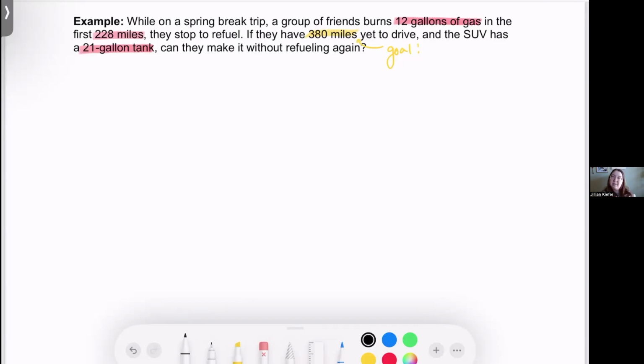Personally, I like to have bigger numbers on the top and smaller numbers on the bottom, so I'm going to put the miles on top and gallons on the bottom. But like we said, you can flip that if you want. So we're going to put 228, and this is in miles, over 12 gallons, and this is equal to some number of miles because we don't really know that number of miles. So we're going to fill in the gallons because we know there's 21 gallons in the tank and some questionable number of miles.